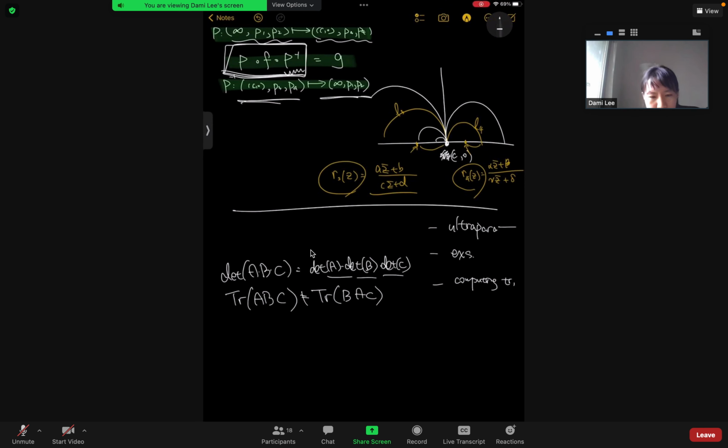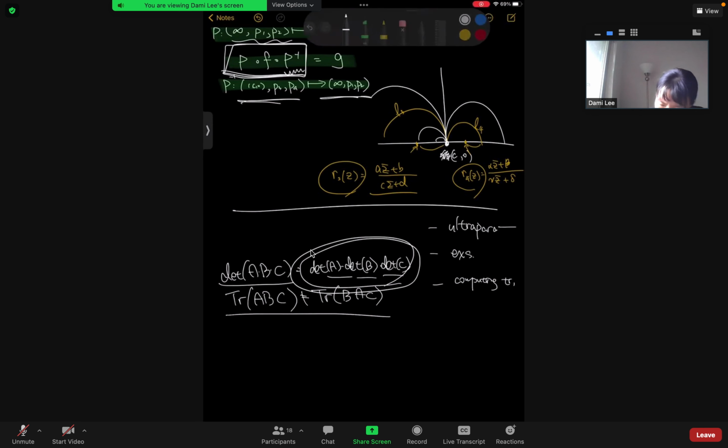If I change the word trace to determinant, it's still going to be true, even if the product ABC is not equal to BAC. I'm not saying matrix multiplication is commutative. The thing is, the determinant of ABC is the same as the determinant of BAC, even if ABC is not equal to BAC, because the determinant of the product is going to be a product of three numbers. But when it comes to trace, this is not true.